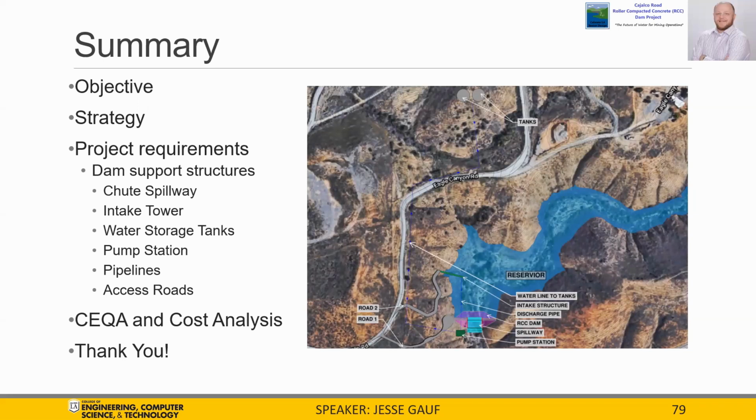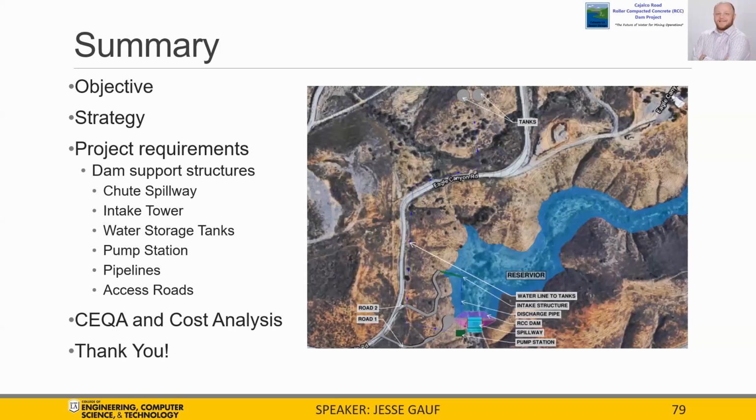Using the water per day requirement, calculating and presenting plans for the construction of the dam in our planned location was executed. Developing all the ancillary necessities and structures associated would then take place after those calculations were accomplished. As discussed throughout this presentation, these included the dam support structures such as a chute spillway, intake tower, water storage tanks, pump station, pipelines, and access roads. A required CEQA and cost analysis were also accomplished.